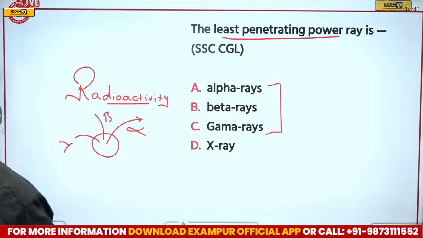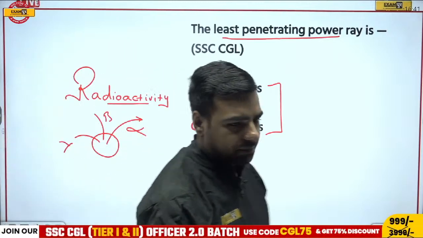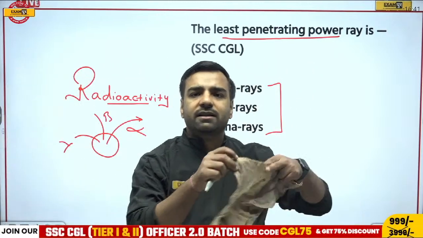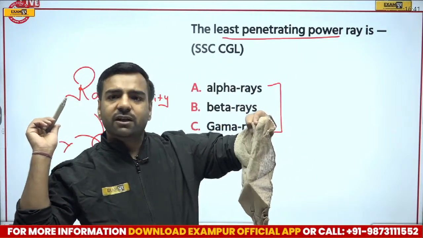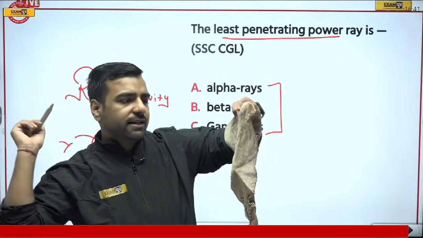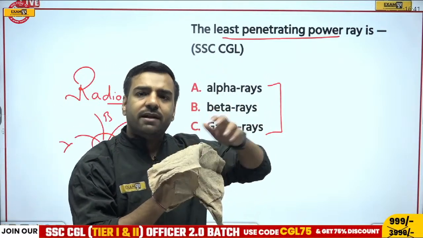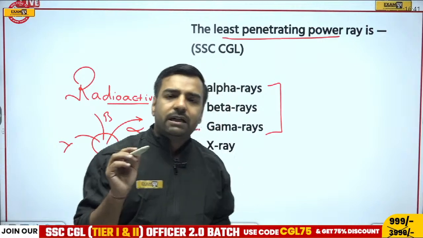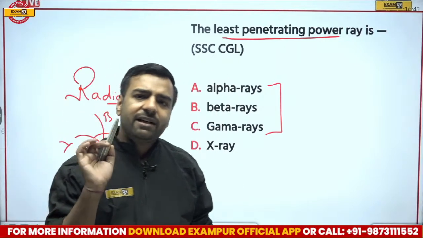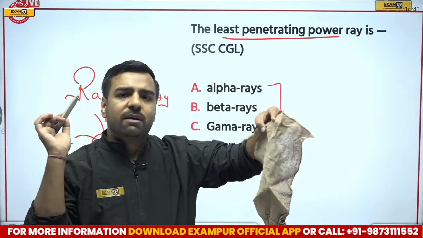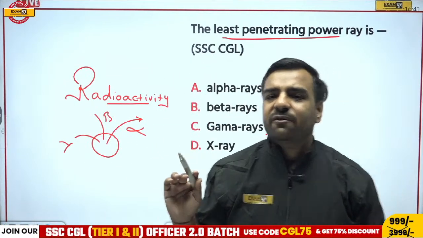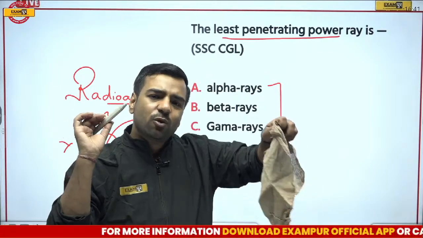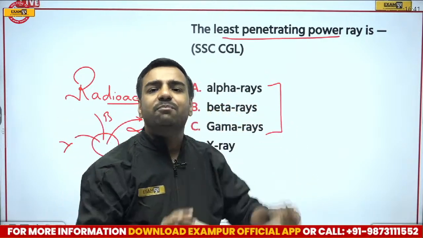What is penetrating power? I don't have any paper here, I'll just give you an example. For example, let us assume this is a paper. If gamma ray is going, it will go with such a force that it will pierce this paper and go out. But if I talk about beta ray, its penetrating power is quite lesser in comparison to gamma ray. So it will be going quite slower, but still it will penetrate. Now if I talk about alpha ray, its penetrating power is so less that it cannot even pierce the paper.